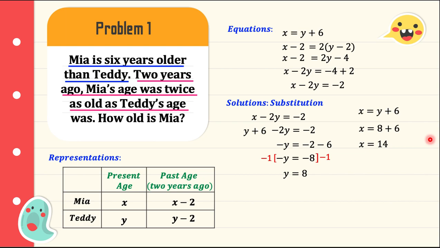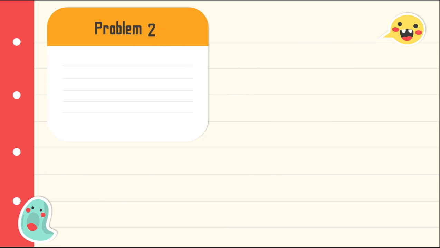Okay, so the question here is, how old is Mia? So for our final answer, we have to answer the question, or what will be the age of Mia, or what is the present age of Mia. So that pertains to the value of x. So therefore, the final answer would be Mia is 14 years old. Next, let us proceed to the second problem.